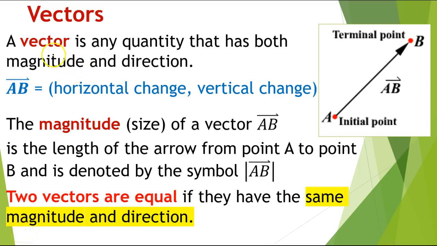In this video we will be looking at vectors. A vector is any quantity that has both magnitude and direction. What do you mean quantity? It could be velocity or acceleration, but it has to have magnitude, which is the size, the length, and then the direction is south, west, east, the direction where it's going.